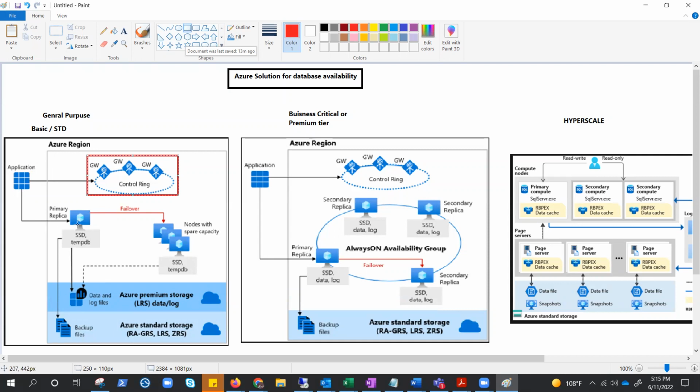With general purpose, the primary replica uses locally attached SSD for TempDB, as you can see here. The data and log files are stored in Azure Premium Storage right here. Okay, so TempDB is SSD, but the data and log files are on the Premium Storage, which is LRS, as you can see right here. Locally redundant storage, multiple copies in one region or data center. Why I say data center? Because of zonal thing, right? You got the point, right?